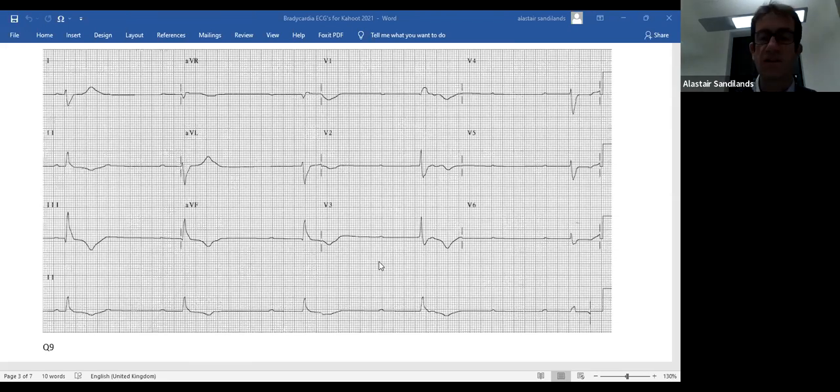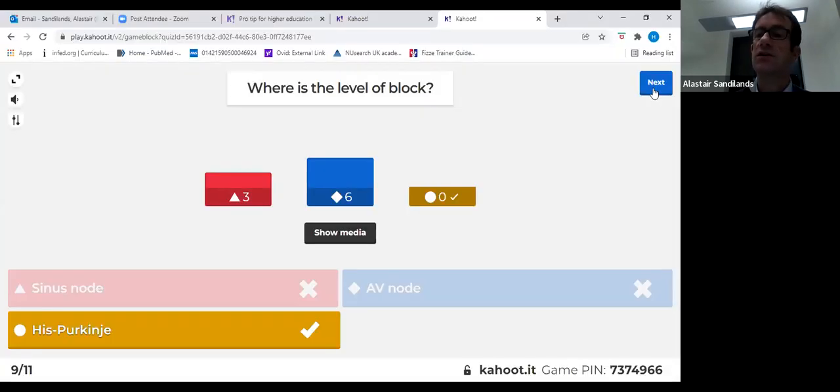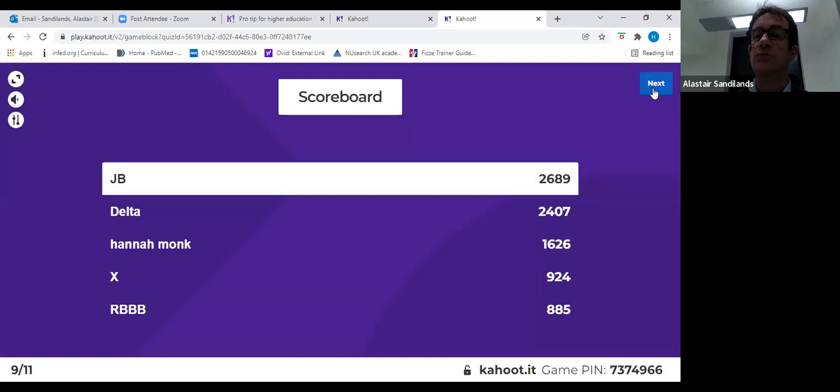So the level of block is much more distal than the AV node. If it was a narrow escape rhythm, then the level of block would be at the AV node. This is definitely the His-Purkinje system. So it's trying to test your understanding of what a broad escape rhythm means.